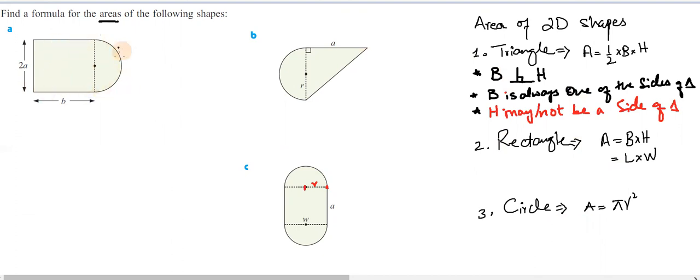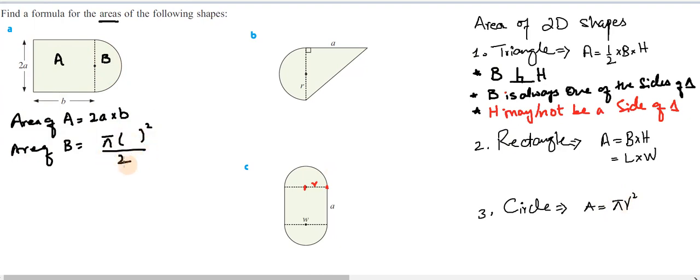You can see that this compound shape, this capsule shaped or bullet shape, whatever you want to call it, can be divided into two parts. Let's say portion A and portion B. For the area of A, it's a rectangle, and for the rectangle, you simply multiply the length times width. So it's 2a times b, and area of region B, it's half a circle. So we'll divide this complete pi r squared by 2.